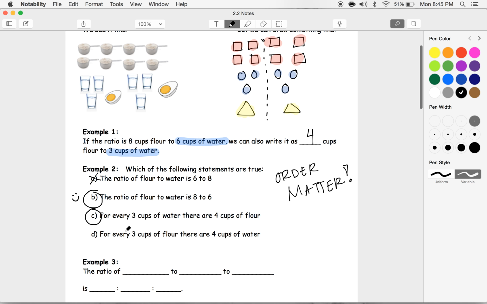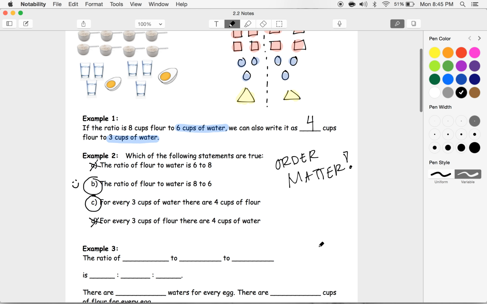This one says for every 3 cups of flour, there are 4 cups of water. Well, when I have 1, 2, 3 cups of, or we have 4 cups of flour here for 4 cups of water. So because order is important, our numbers are in the wrong spot, and that's not true.